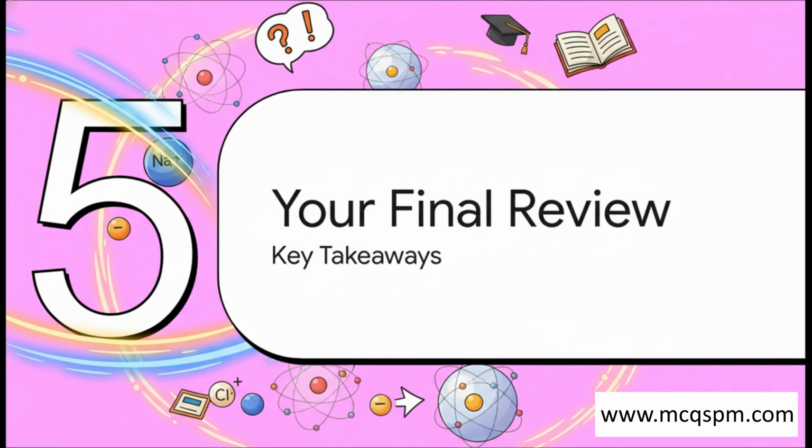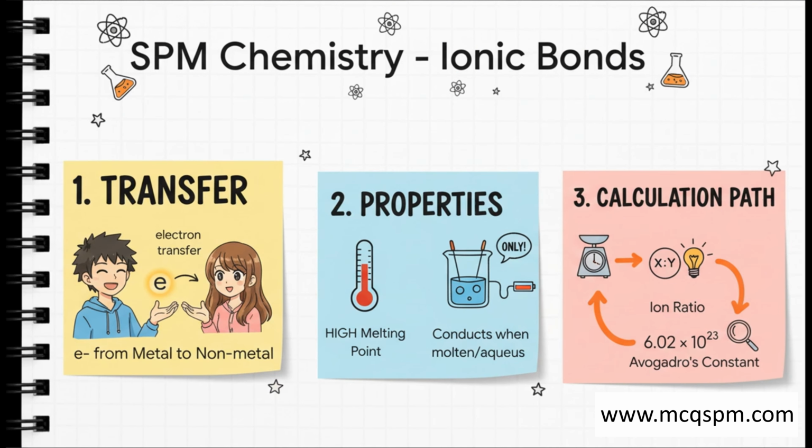Okay, we have definitely covered a lot, so let's just distill all of this down to the absolute essentials you need to walk away with for your exam. Here is your exam cheat sheet. Number 1, an ionic bond is about the complete transfer of electrons. Got it? 2, they have high melting points and only conduct electricity when their ions are mobile, which means molten or dissolved in water. And 3, for calculations, the pathway is always mass to moles to the ion ratio, and then finally to Avogadro's constant. If you can just remember these 3 things, you're going to be in a great position.